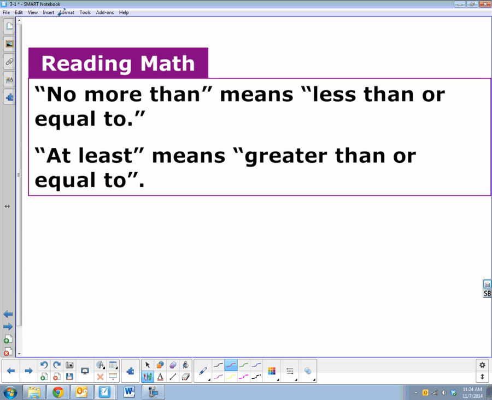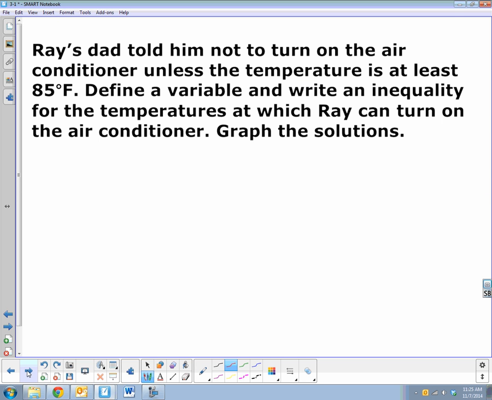At least. I need to make at least $50 this weekend babysitting. That'd be a lot of babysitting. That means if I made $52, that would work. That'd be at least 50. If I made exactly 50, I would make at least 50. But anything less than that, 48, 45, $30 would not be enough. So at least means greater than or equal to.